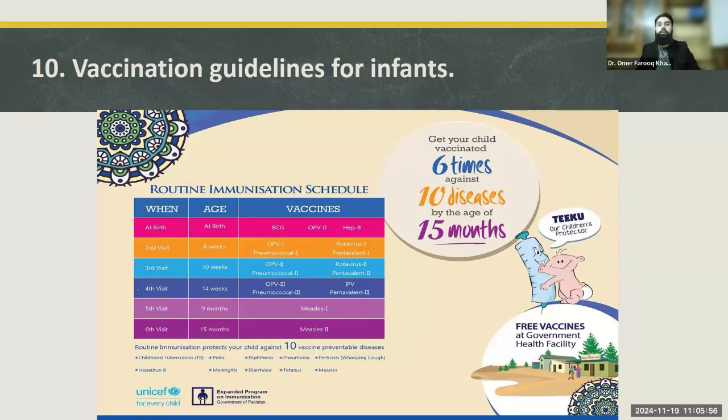So these are the vaccination guidelines for our infants, and these are very, very important. You need to teach all of the parents that these vaccine preventable diseases are very, very important to be protected from. Pneumonia is a life-threatening disease. Meningitis is a life-threatening disease. Even diarrhea is a life-threatening disease in kids. So all of these vaccines need to be given, and these vaccinated kids are protected from these life-threatening but preventable diseases.